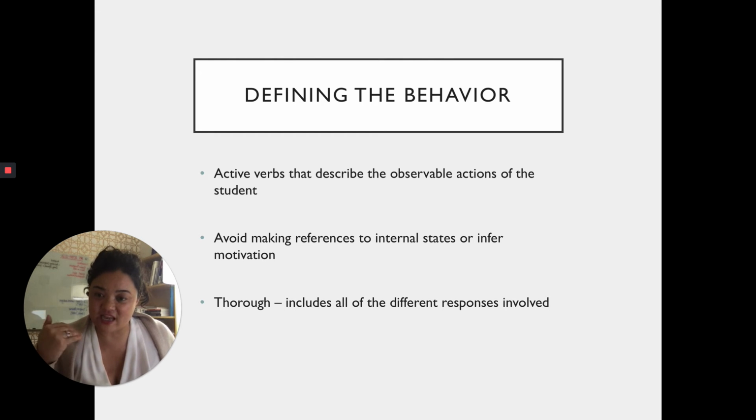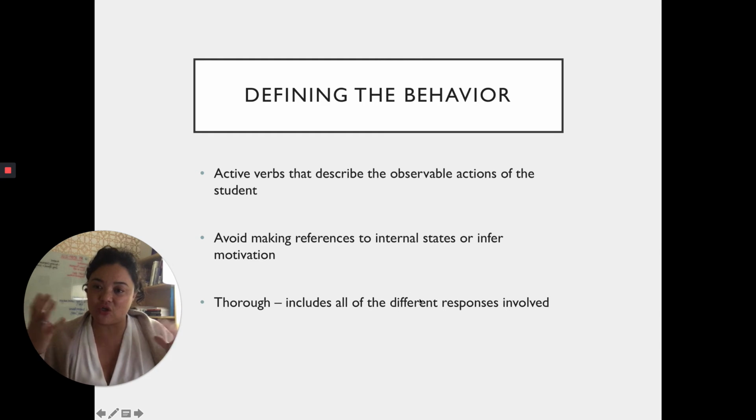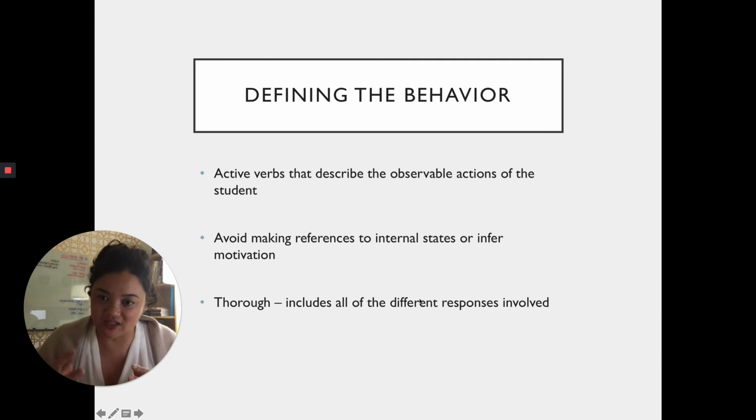So we're going to avoid saying like, well, he's frustrated, right? I can't see frustration. I can't see inside his brain to see when he's frustrated. So what I care more about is the physical or visual output of that feeling. So what does it look like when he's frustrated?